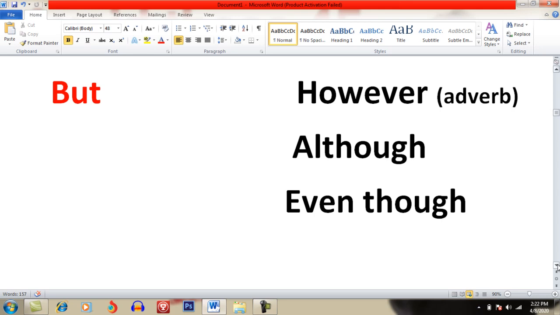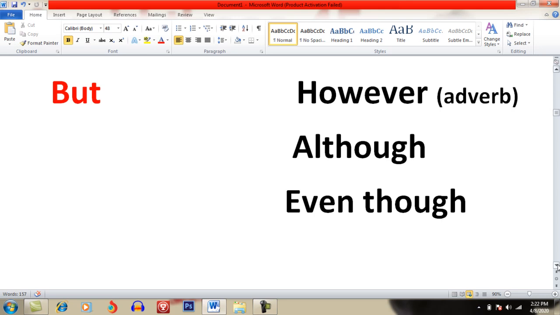"However" we can use for two opposite statements or two opposite situations, but the usage is a bit different as compared to a conjunction like "but". You have to learn the correct usage of "however". So "however" is an adverb which you can use for two opposite statements, and "however" is formal.